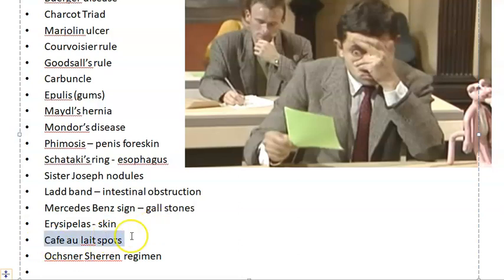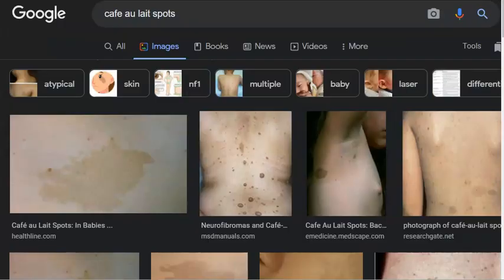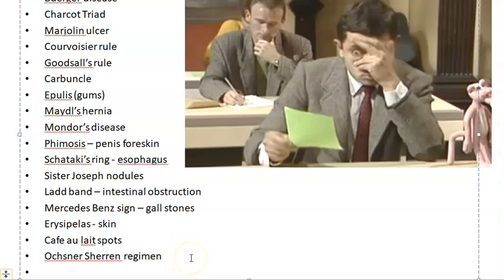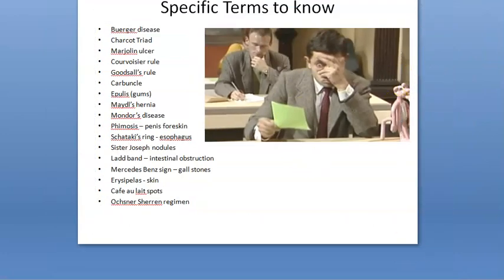Now let's come to ccafé au lait spots. This you will see in what? Neurofibromatosis, neurocutaneous disorder. Focus here people, these are the neurocutaneous markers. Café au lait spots, neurofibromatosis. Last one guys, very good. Ochsner-Sherren regimen, appendicitis, nil per oral, antibiotics. So these are the specific terms you should know.